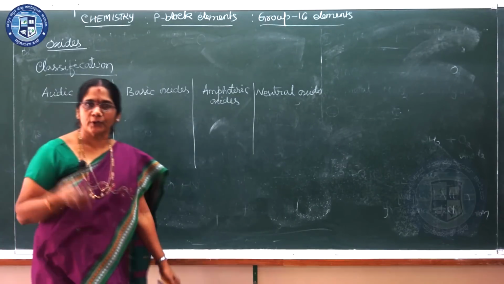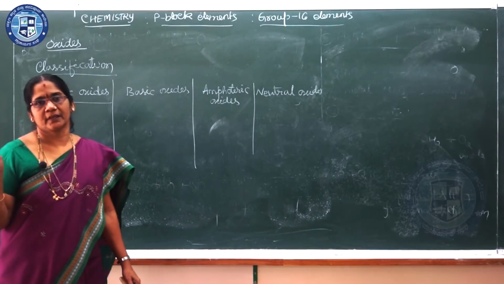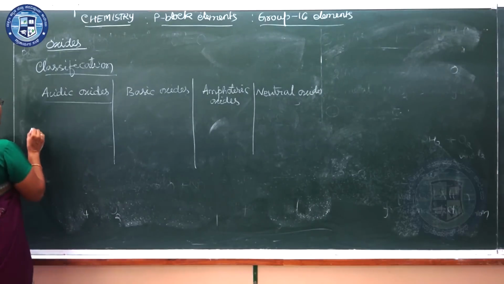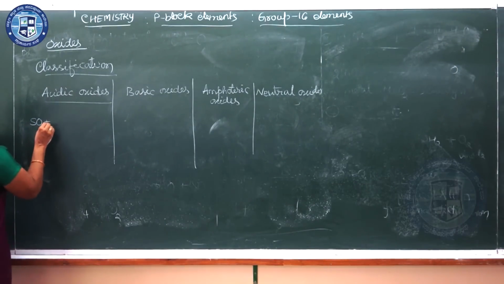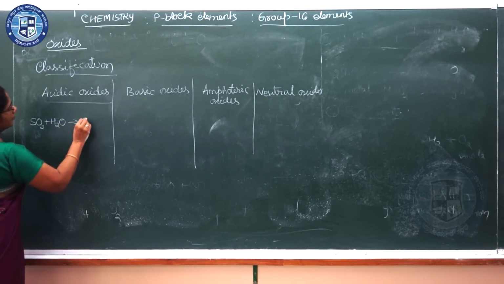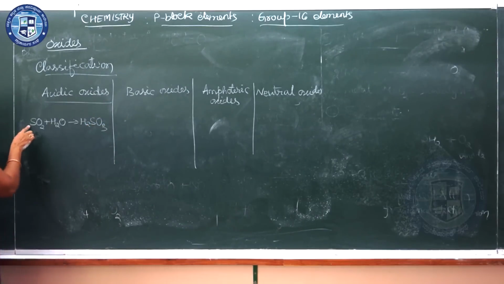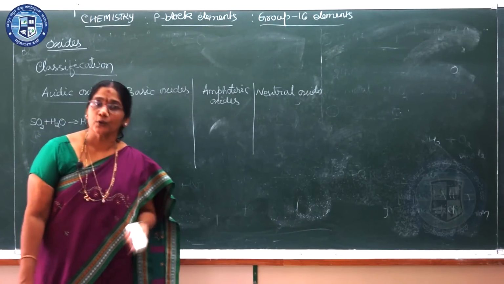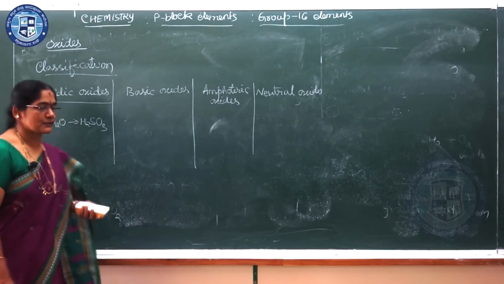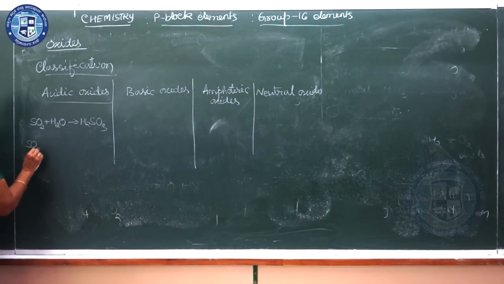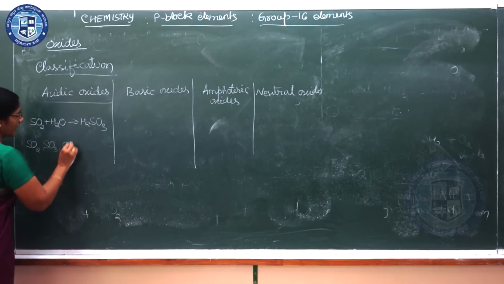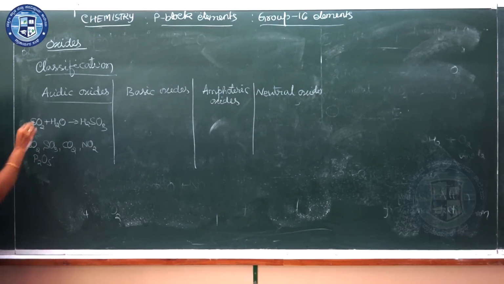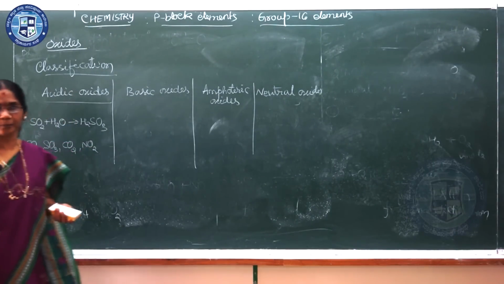Any oxide which when put into water produces an acid, any oxide which when dissolved in water gives you an acid is an acidic oxide. For example, sulfur dioxide when put into water gives sulfurous acid. Sulfur trioxide gives sulfuric acid. Phosphorus pentoxide gives phosphoric acid. So examples are sulfur dioxide, sulfur trioxide, carbon dioxide, nitrogen dioxide, phosphorus pentoxide. All these produce acidic solutions in water.